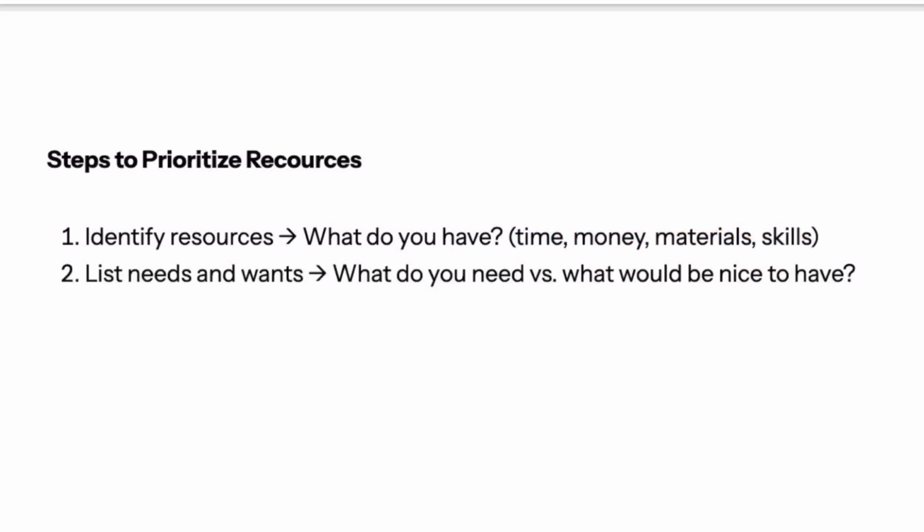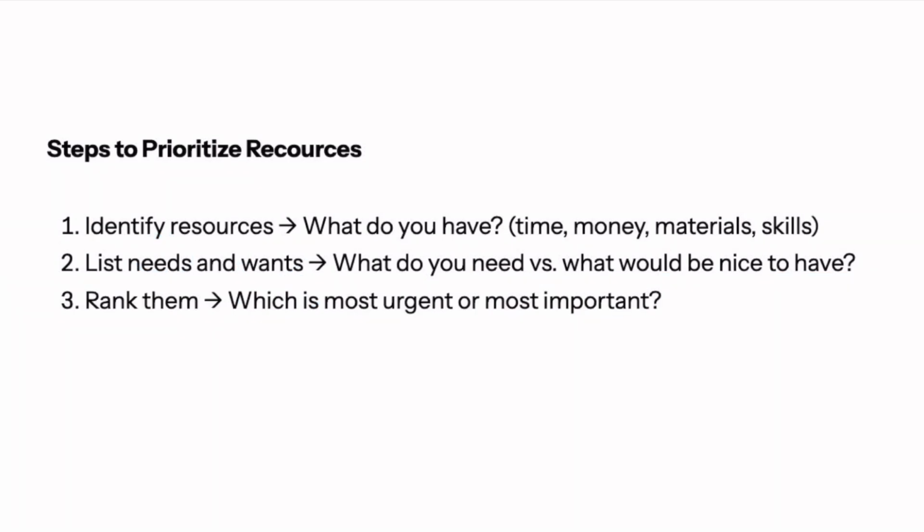And now you're going to list your needs and wants. What do you need versus what would be nice to have? It is really important to differentiate between what is a need and a want. Now, with our needs and wants identified, we can rank them, which is the most urgent or the most important. Urgency will help us decide what's on the top of our list.